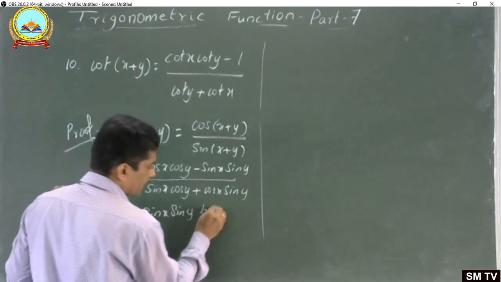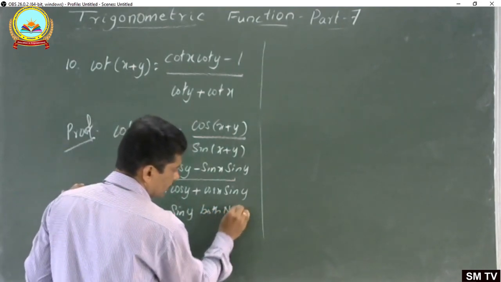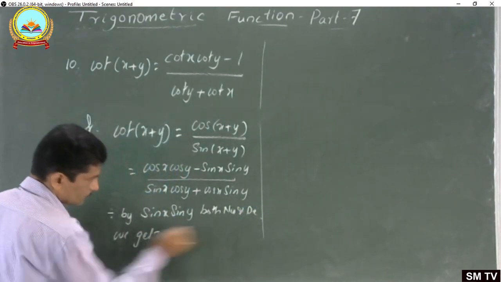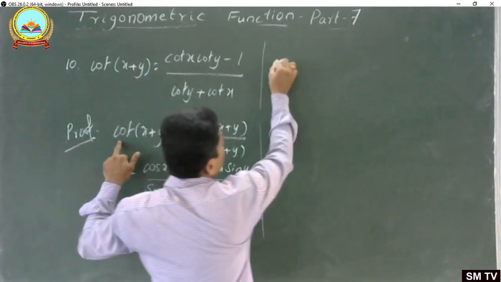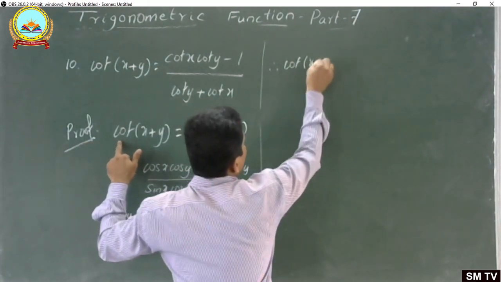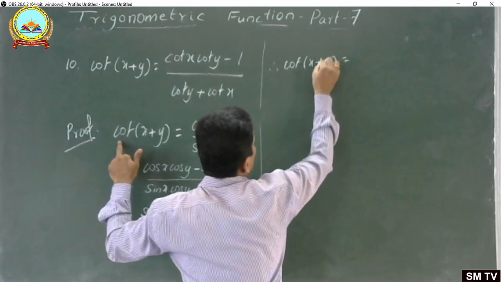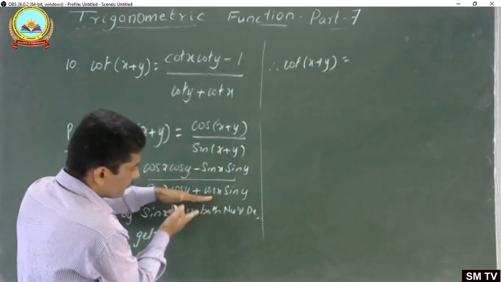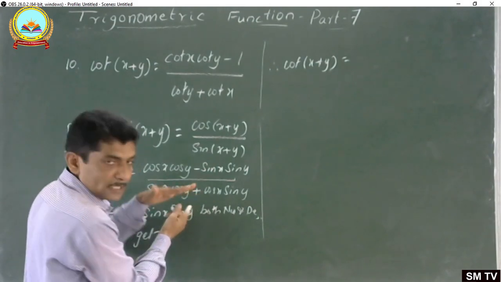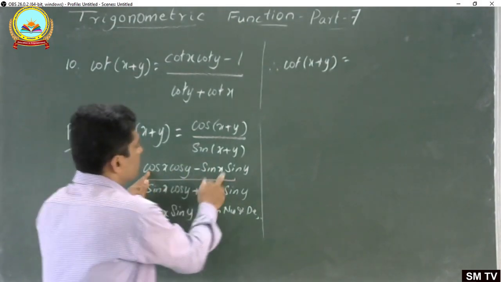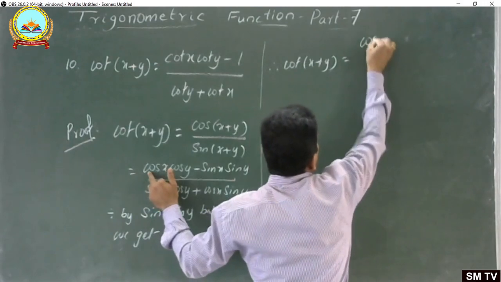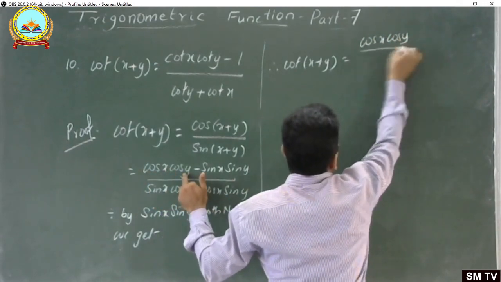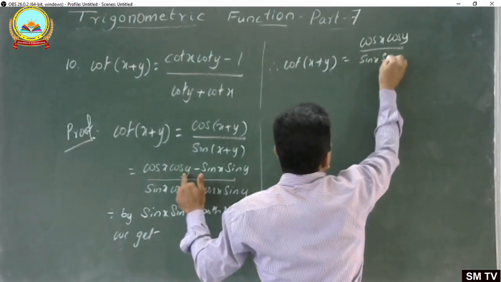Dividing both numerator and denominator by sin x into sin y, then we get cot of x plus y is equal to the numerator divided by sin x into sin y, and the denominator is also divided by sin x into sin y. Expanding, you get cos of x into cos of y divided by sin of x into sin of y.